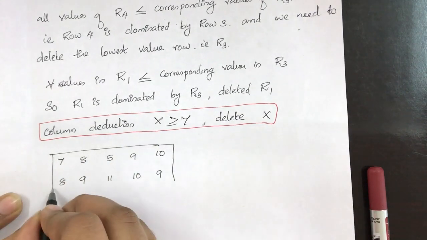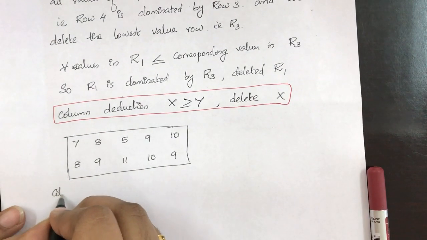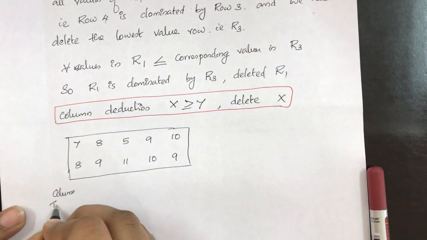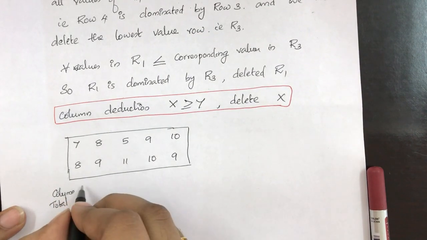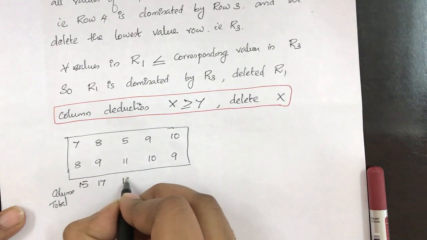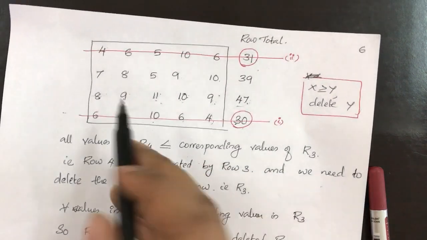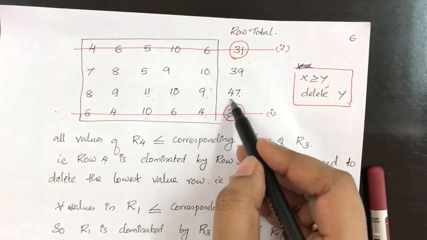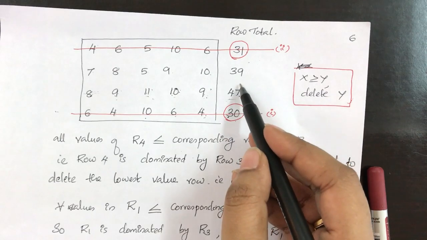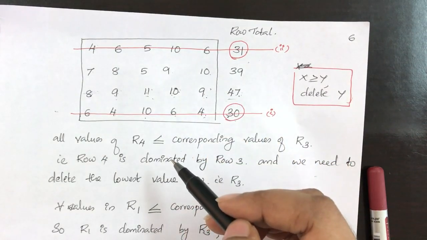For checking column dominance, we need to find out the column totals. Column total values are 15, 17, 16, 19, again 19. In checking row dominance, first we need to take the highest total row, and that needs to be compared with the lowest total rows.